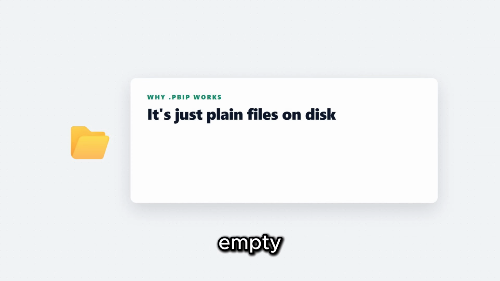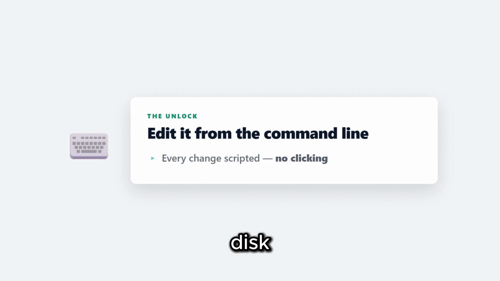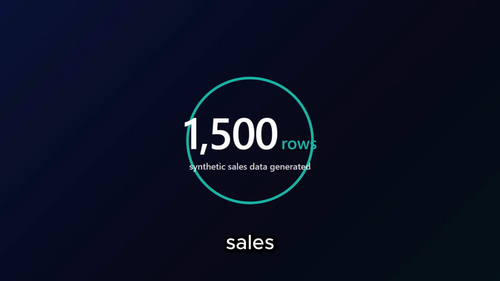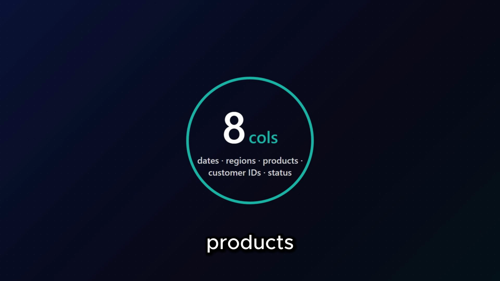Claude opens an empty pbip file in Power BI Desktop. pbip stores everything as plain JSON and TMDL files on disk. Means we can edit it via command line. No clicking. Generate 1,500 rows of sample sales data. CSV with 8 columns. Dates, regions, products, customer IDs, statuses.